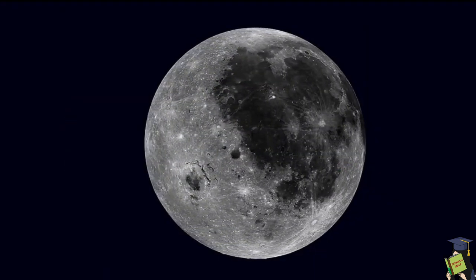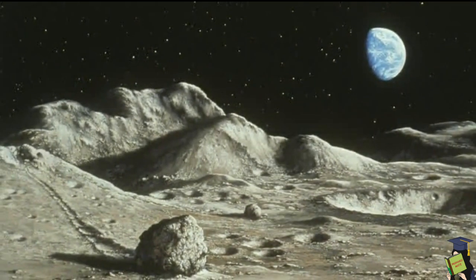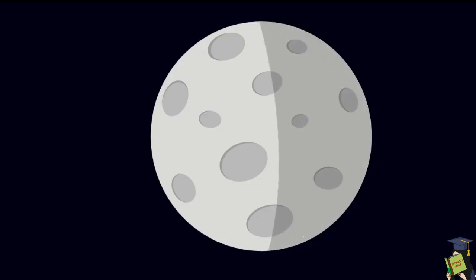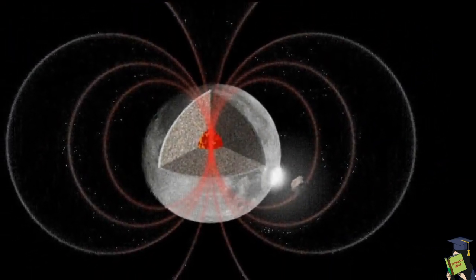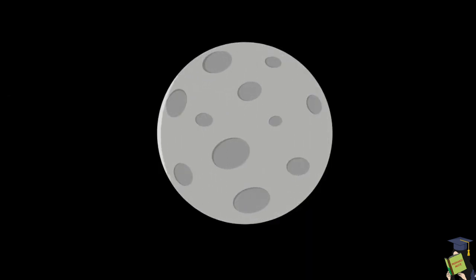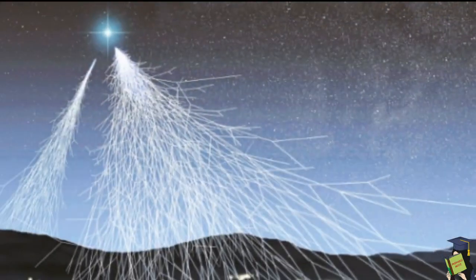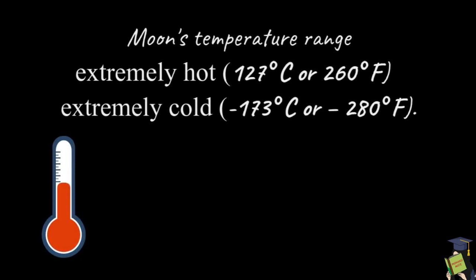It's not easy for humans to survive on the moon. Though it has mountains, plains and depressions on its surface, it has no atmosphere. Because the magnetic field is weak on the surface of the moon, gas molecules are lost into space and the surroundings of the moon remain a vacuum, which means no sound can be heard on the moon and the sky always appears black. The moon is unprotected from cosmic rays, meteoroids and solar winds. It also has huge temperature variations.